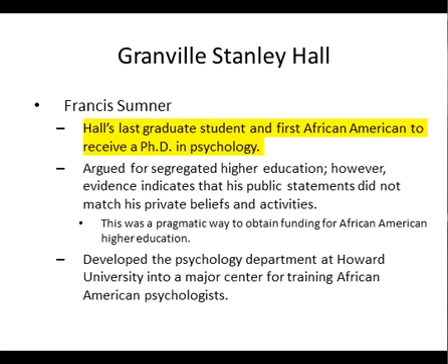Then we have Francis Sumner. He was Hall's last graduate student and the first African American to receive a PhD in psychology. He argued for segregated higher education. However, there is some evidence that indicates that his public statements did not match his private beliefs and activities. The key thing there is that he was attempting to receive funding for African American schools in higher education. He developed the psychology department at Howard University into a major center for training African American psychologists.